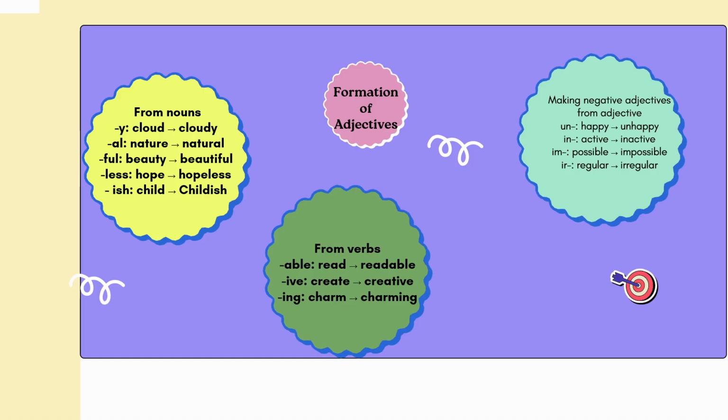Formation of adjectives. We can form adjectives out of nouns, verbs, and even other adjectives by adding suffixes: y, al, full, less, ish. We can make adjectives out of nouns. To verbs, we can add the suffixes able, ive, ing to make adjectives. By adding a prefix such as un, in, im, ir, etc. to some adjectives, we can make another adjective.